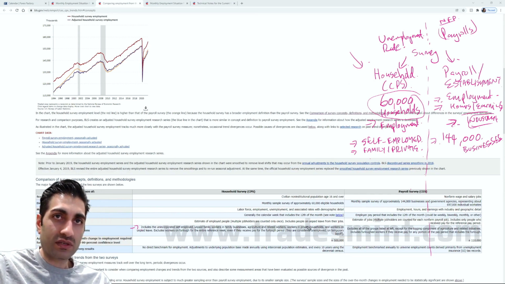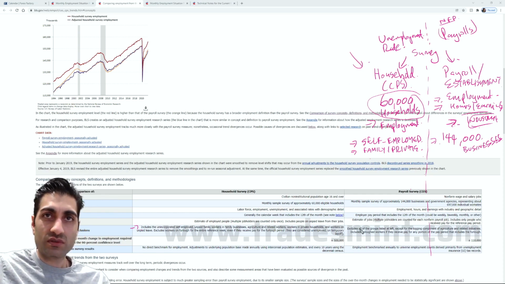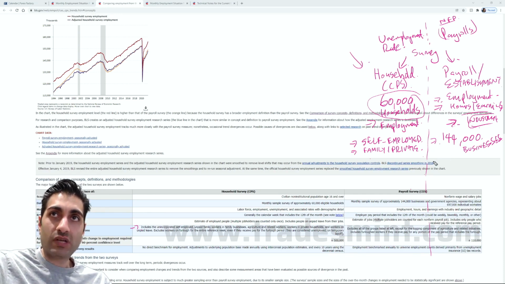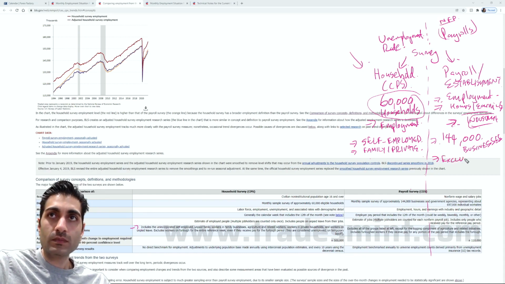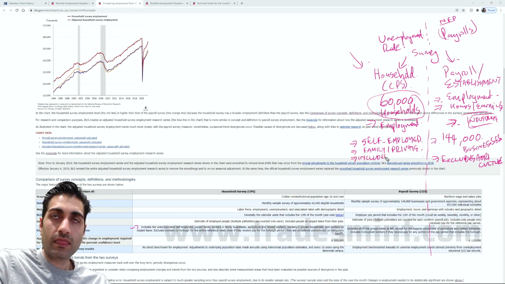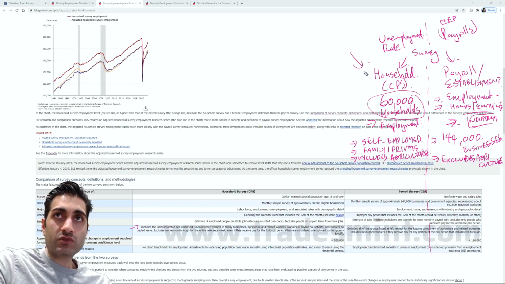Let's see what else it says here. Really nothing else, to be honest. So this excludes agriculture. Do you remember it's non-farm? Okay, agriculture, whereas this includes agriculture. So those are the main differences.